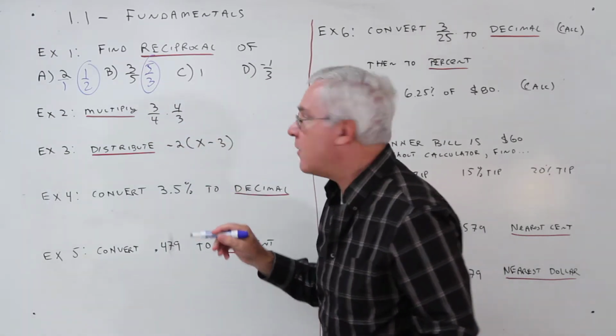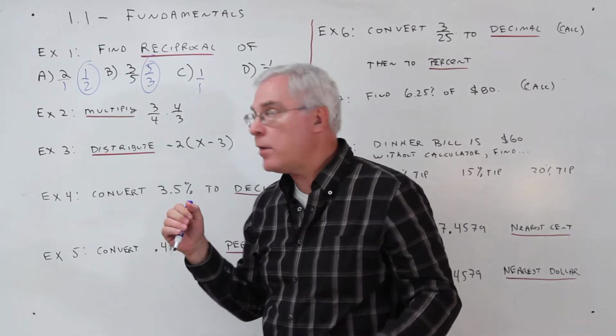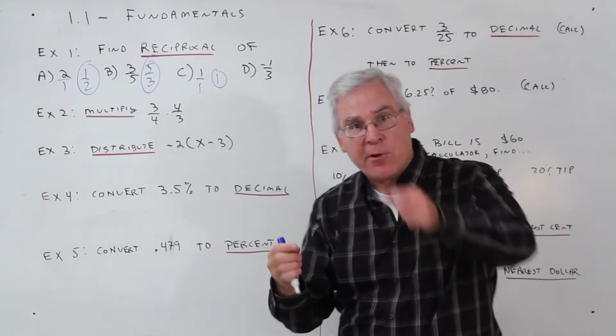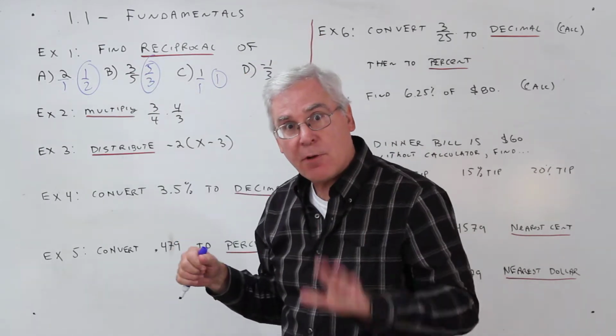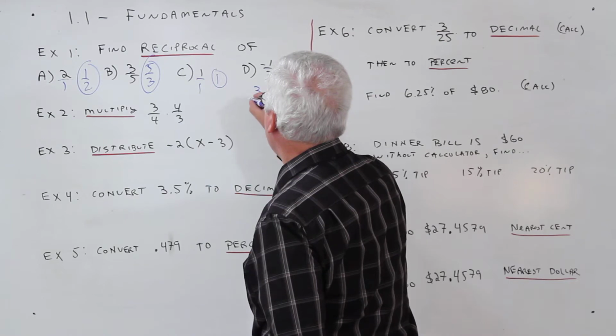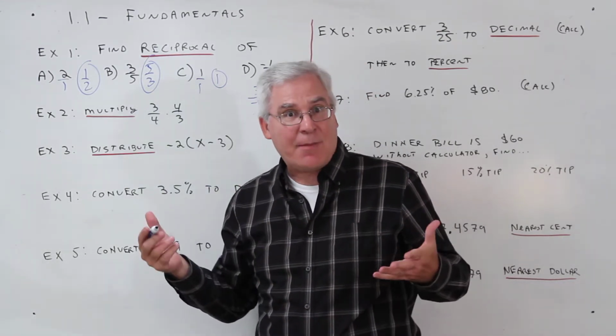1, you don't see a denominator, make it be over 1, flip it, you still get 1 over 1, which is just 1. Negative 1/3, flip it. Don't forget there is a negative sign there, so you can write it as 3 over negative 1, and that's the same as negative 3.